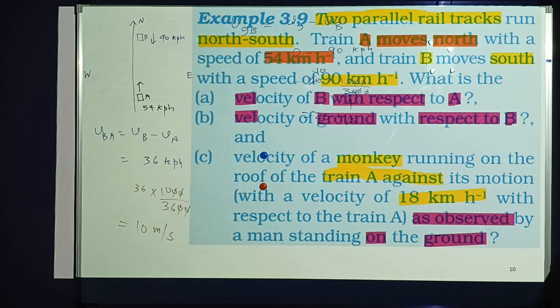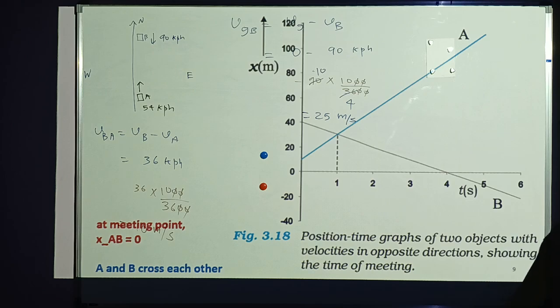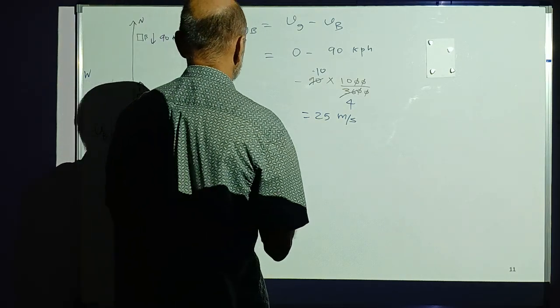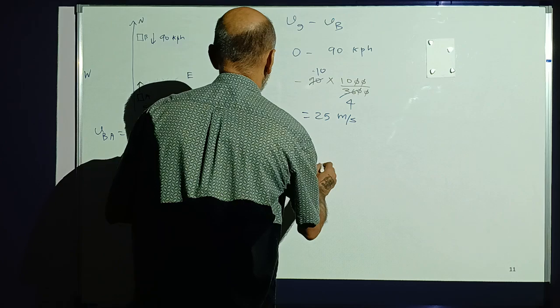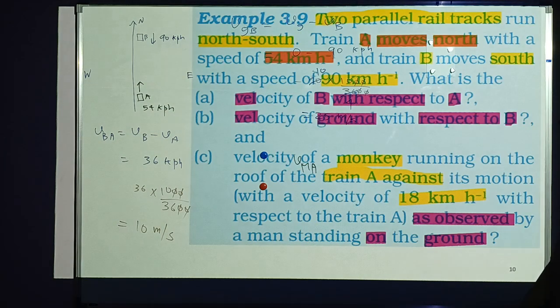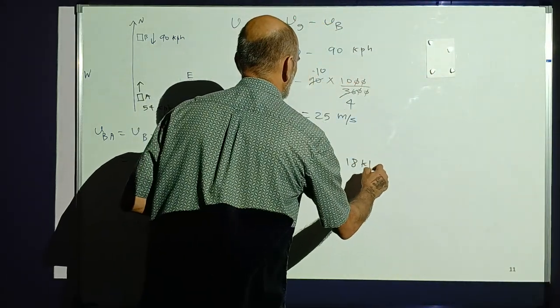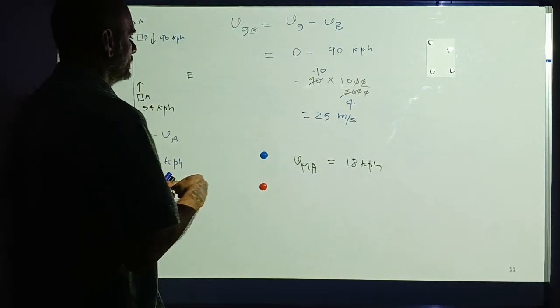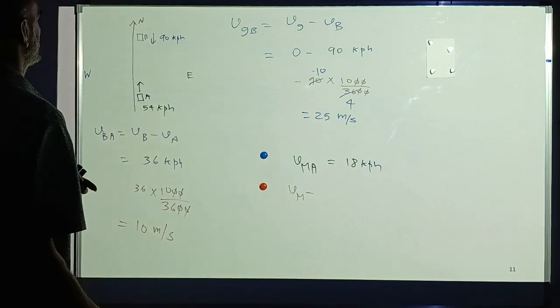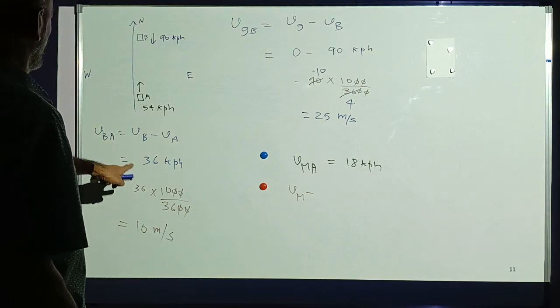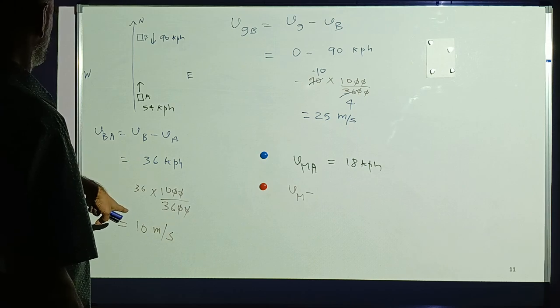Part C, the monkey is running on top of train A with velocity 18 kilometers per hour with respect to train A. So the meaning of this 18 is it's the velocity of the monkey with respect to train A. So this is velocity of monkey minus velocity of train A, which is 54. You have to take the directions.